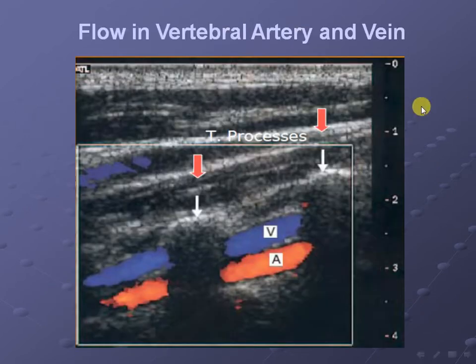For example, here you can see this is the vertebral artery and this is the vertebral vein. This is a transverse process of the cervical vertebrae, and you see the vessels in between the transverse processes. You notice that both of the vessels are clearly visible. One of them is blue and one is red, indicating that one is flowing toward the brain and the other is flowing away from the brain.